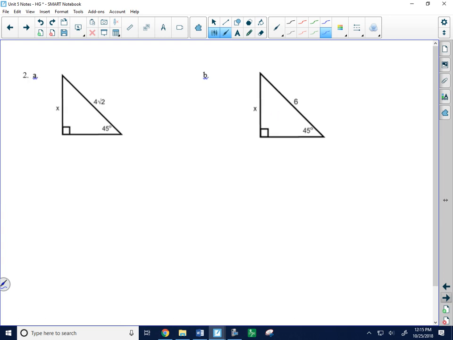Next, let me go and fill in the angles, right? We see a 45, so 45. I see a 45, 45. This one going backwards, I give you the hypotenuse.